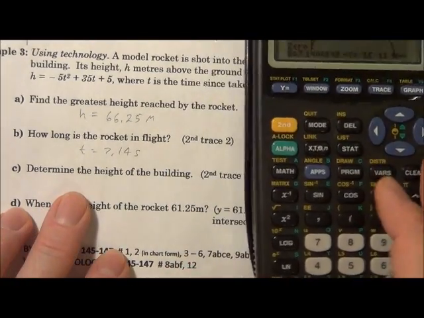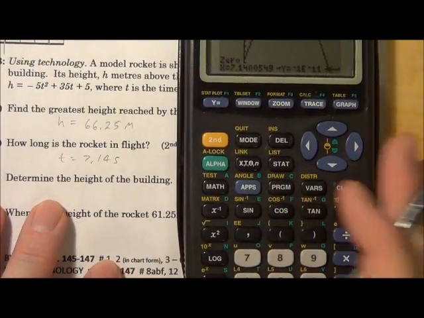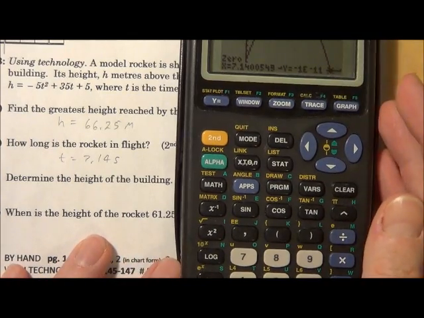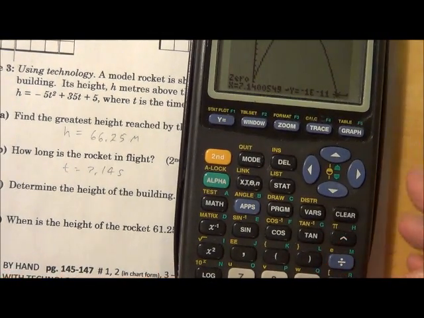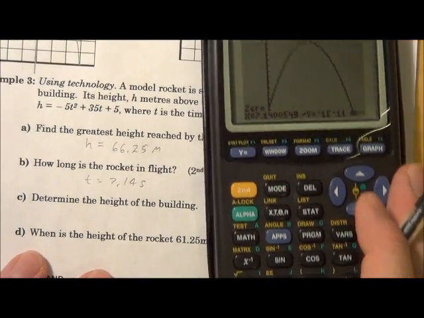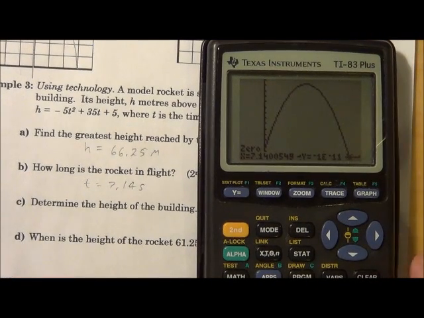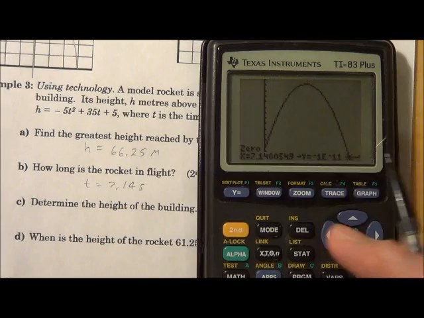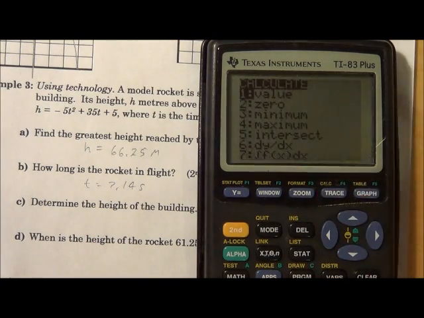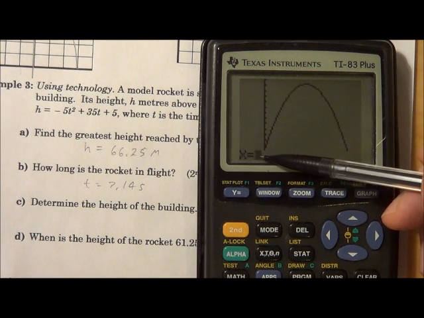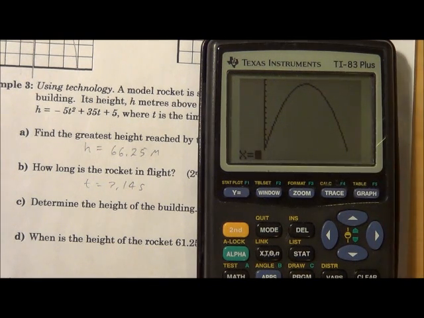Next one, determine the height of the building. Well, the height of the building will occur when... well, when will that occur? If we're setting off a rocket, how long has the rocket been in flight when we would be able to indicate the height of the building? So what we could do is we can just second trace to calculate again, and value. We're just going to put in the value we want. And so at what time value would the rocket first be set off?